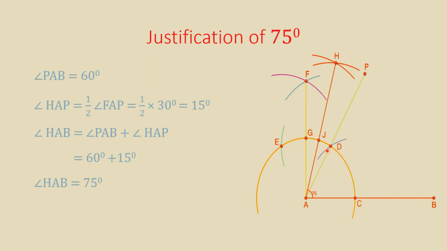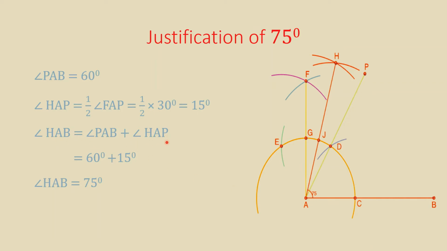CD is 60 degrees. It makes 60 degrees at the center. DE is the same arc, so DE is also 60 degrees. It makes that at the center. G is the midpoint of ED. It bisects ED, so GD is 30 degrees. And the midpoint of GD is J. We have bisected GD, so J is the midpoint. So JD is 15 degrees. So HAP equals 15 degrees, half of 30 degrees.